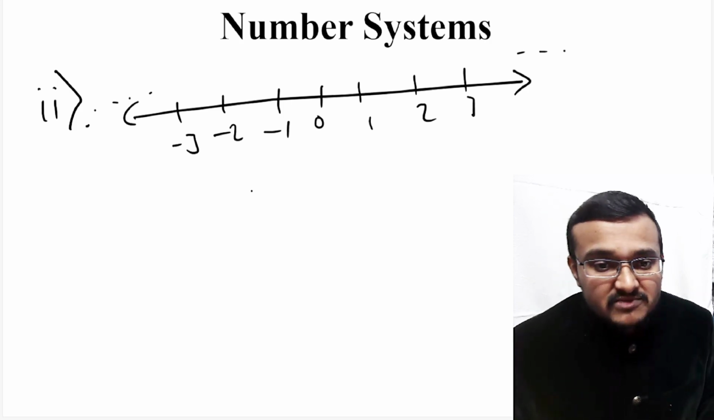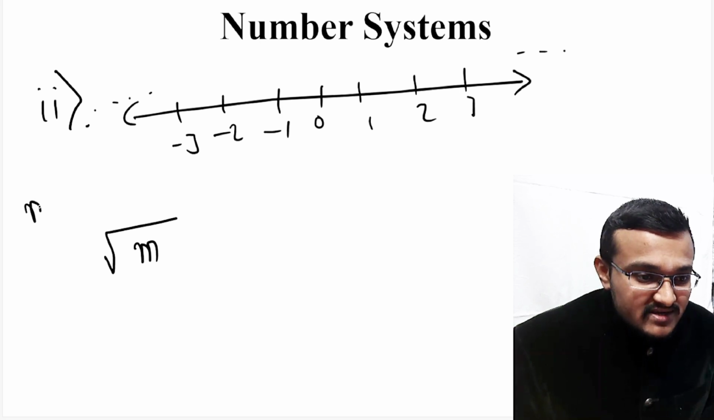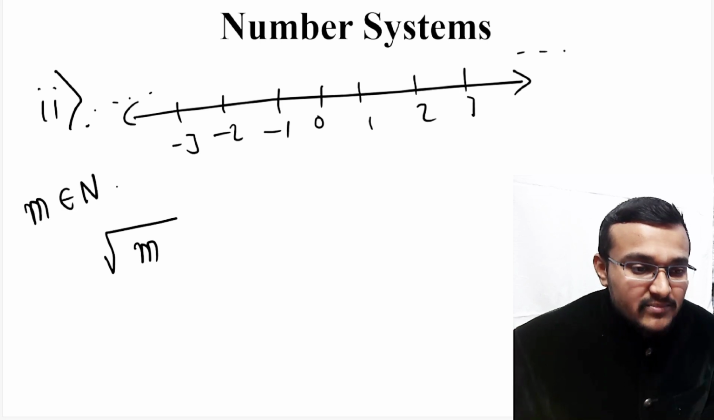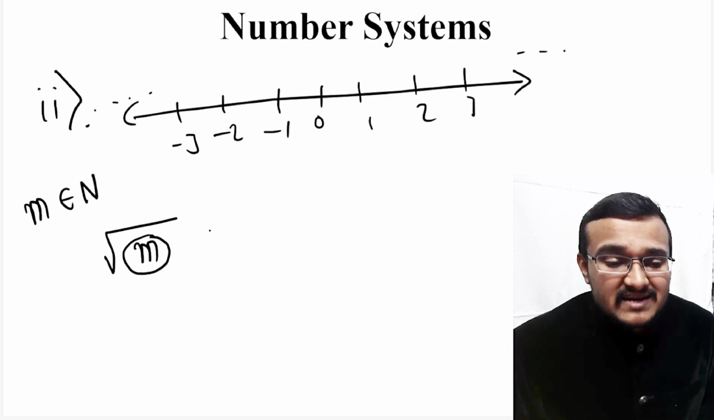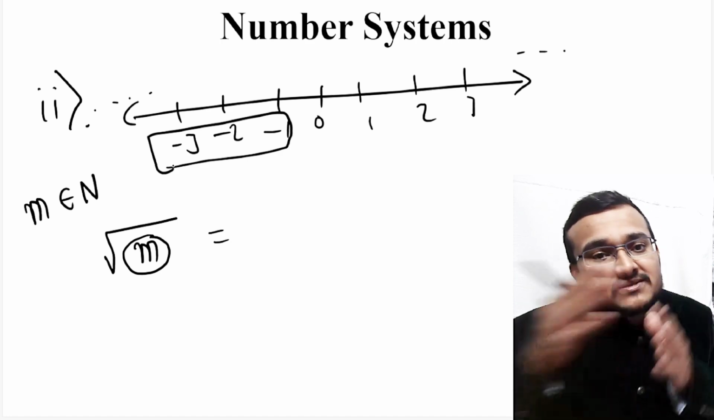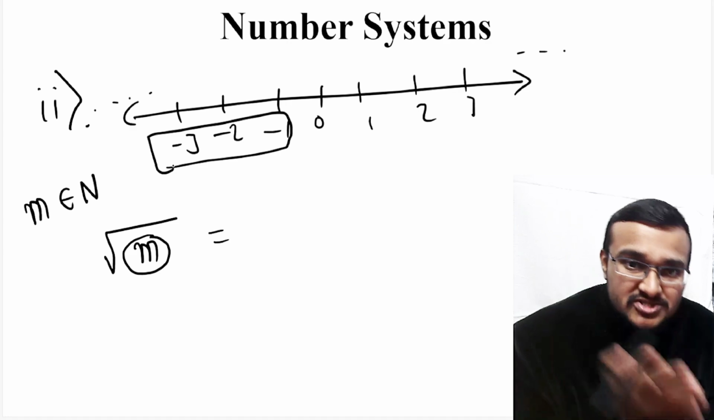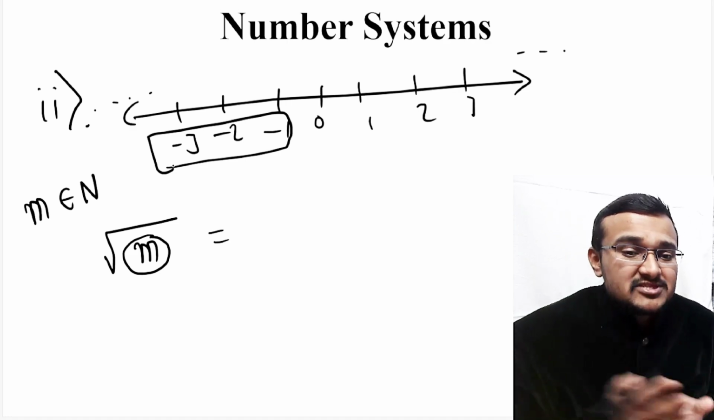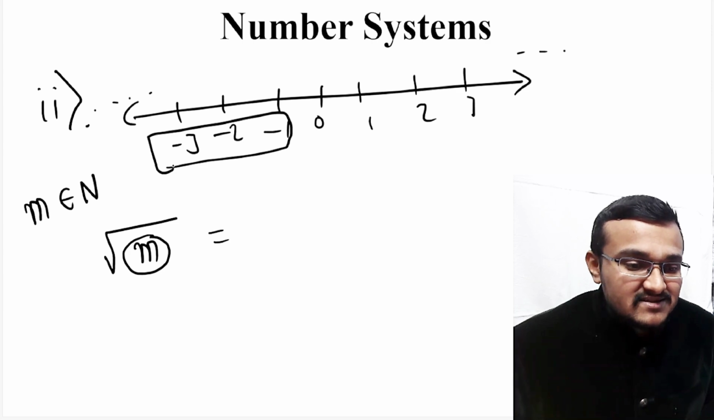It is not possible, because whenever you take the square root of a particular natural number, here m is a natural number, you cannot get the negative values at all, because natural numbers are always positive values. Whenever you take the square root of a positive value, you will get a positive value only. That means you don't get the negative numbers. So how to express negative numbers as natural numbers?